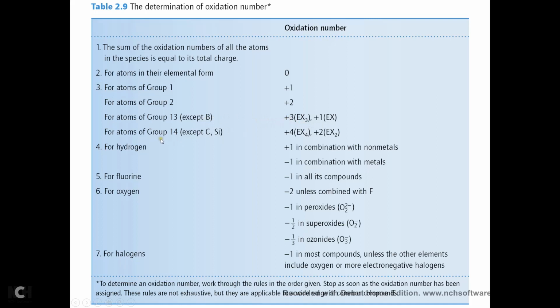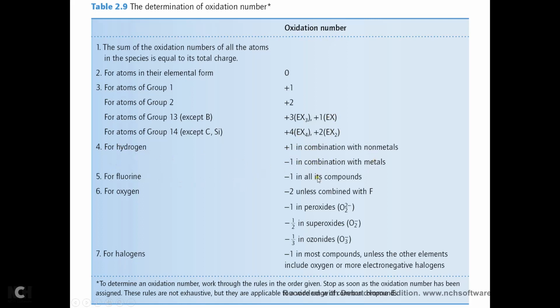All right. Group 14: carbon, silicon. Carbon and silicon can be +4 or -4. But for germanium, it's usually +4. So there are exceptions. For hydrogen, usually it's +1. Sometimes it's -1 if hydrogen is forming a bond with metals.